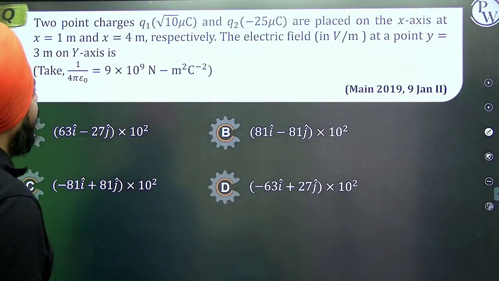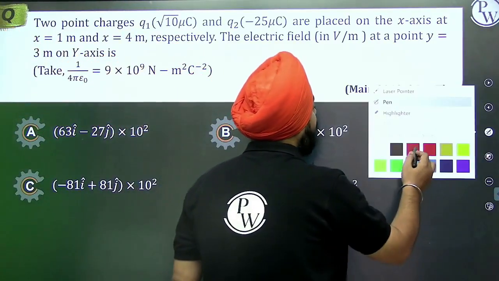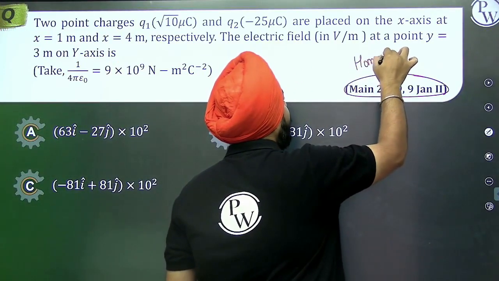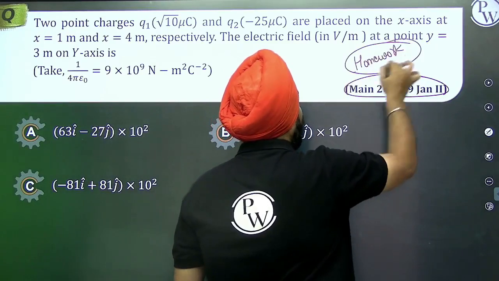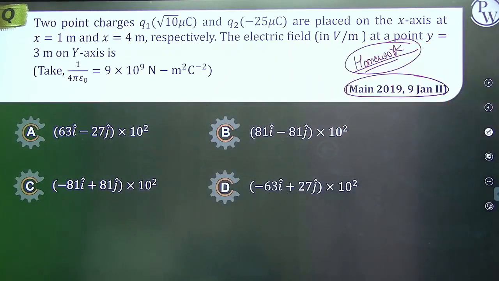This is exactly the same as we did in the previous session, the same pattern sum. So I must say this is homework from my side. You can just solve it. I'm moving aside on a countdown of 5. You can just pause this video and solve it, because this is a homework based sum. 5, 4, 3, 2, 1. That's it.